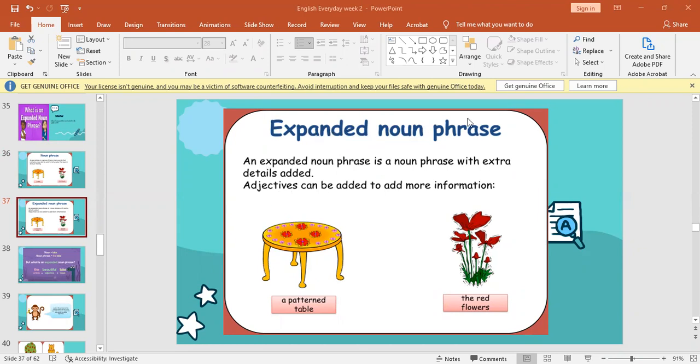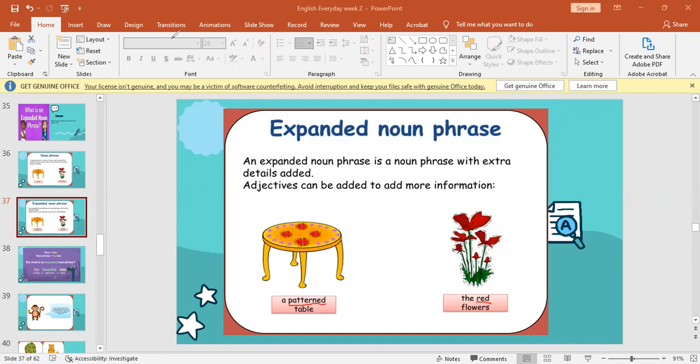Let's make it an expanded noun phrase. We can put an adjective to make it an expanded noun phrase. So we say a patterned table. Patterned is the adjective describing this table. Look at the top, there are patterns on it. So we can say a patterned table. Now look at the flowers. We can say the red flowers. Red is an adjective used to describe these flowers. So when we add an adjective to the noun, it becomes what? An expanded noun phrase.